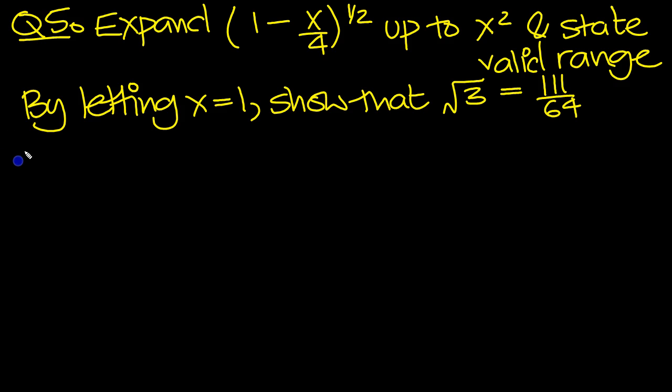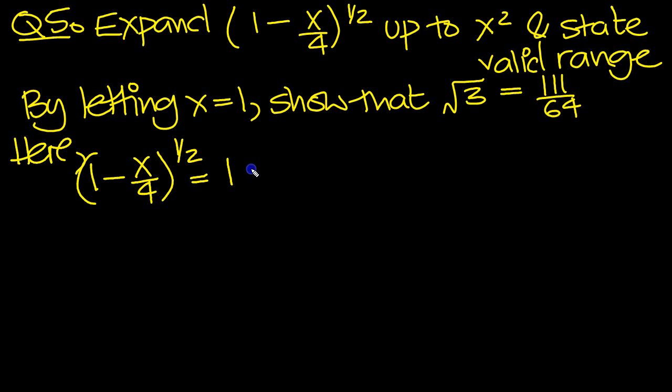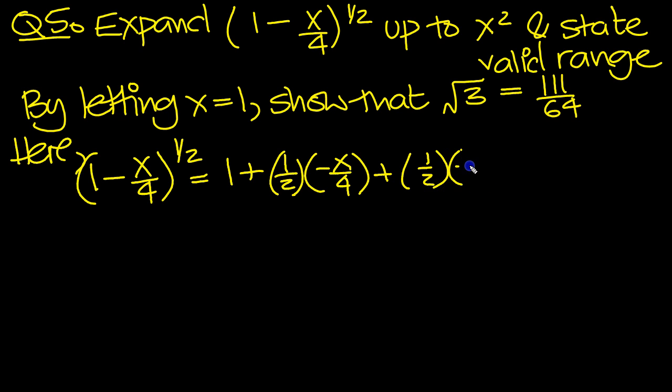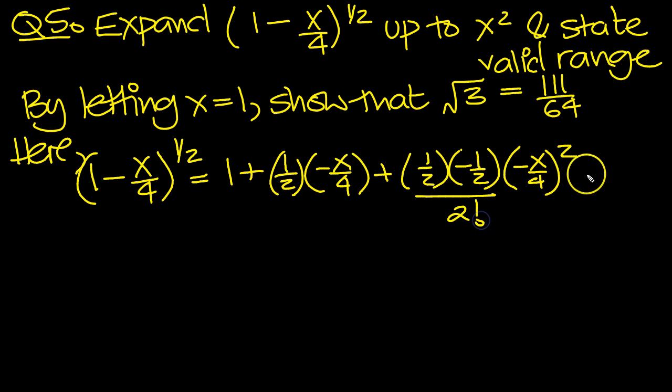So let's have a look then. Let's use the binomial theorem. 1 minus x over 4 to the power half is equal to 1 plus nx, so the n is a half, and the x in question is minus x over 4, plus n(n minus 1) x squared over 2 factorial plus dot dot dot. That's up to the x squared term.